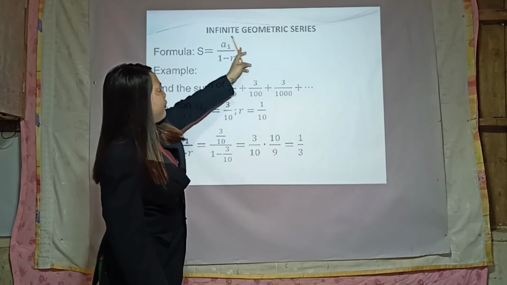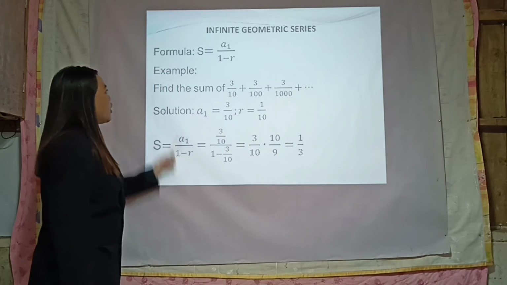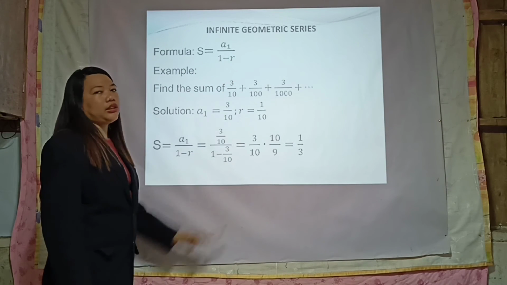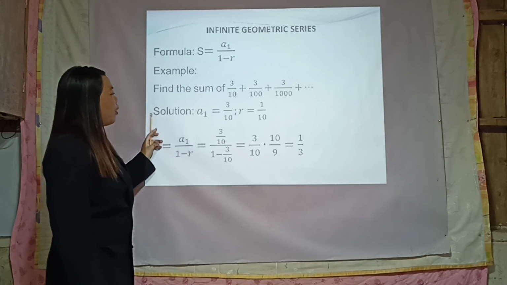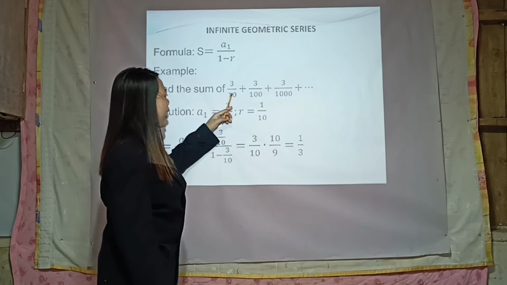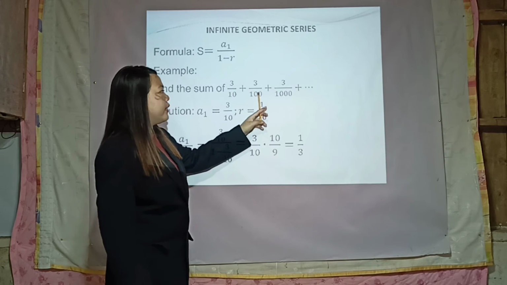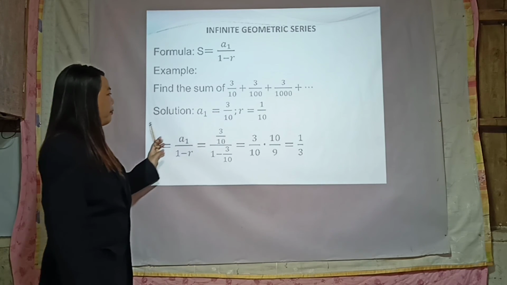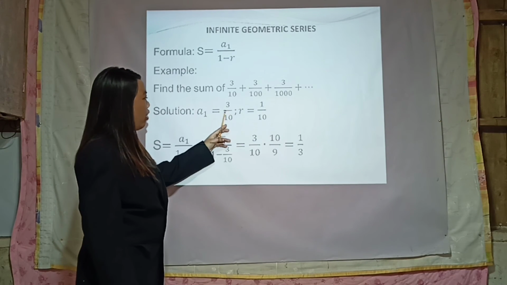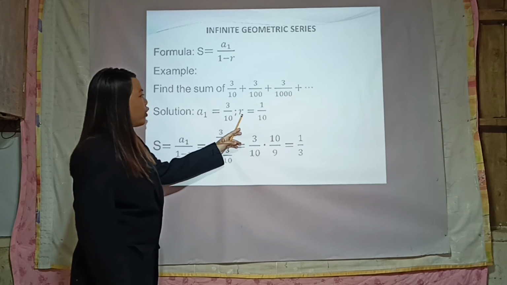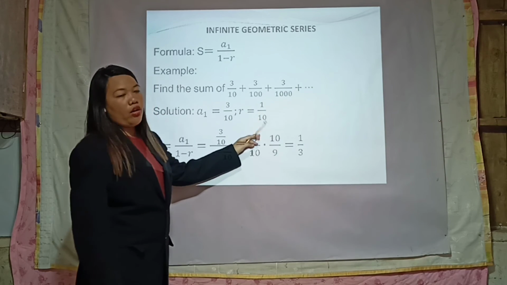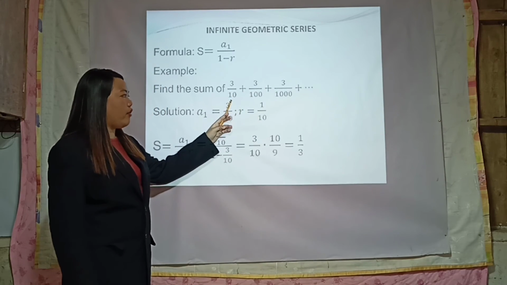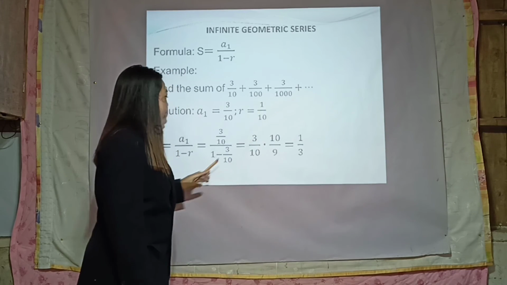So now let's move to infinite geometric series. So formula, S is equal to a sub 1 over 1 minus r. So example, find the sum of 3 over 10 plus 3 over 100 plus 3 over 1000 and so on. So solution, a sub 1 is equal to 3 over 10. So the common ratio is equal to 1 over 10 because 3 over 100 divided by 3 over 10 is equal to 1 over 10.